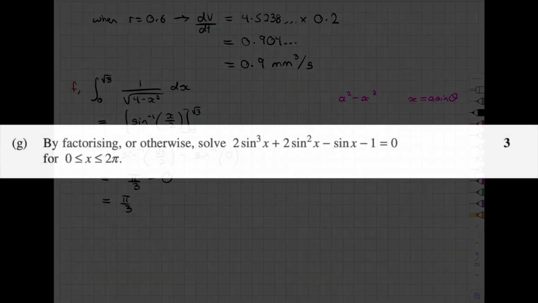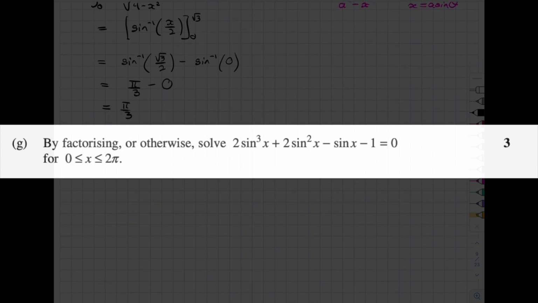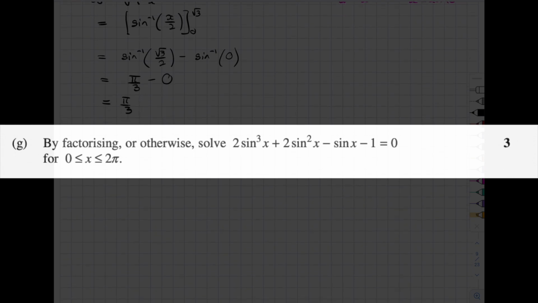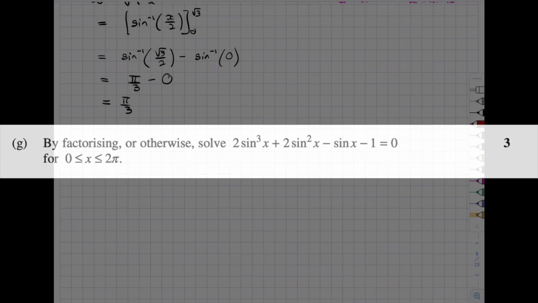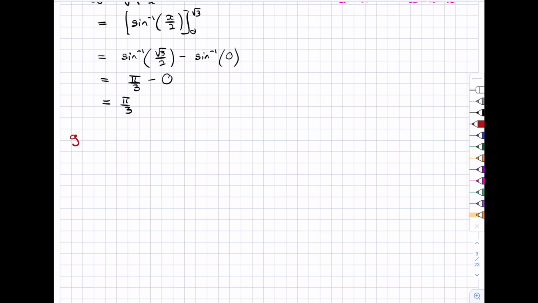Now part G is saying by factorizing or otherwise, solve 2 sine cubed x plus 2 sine squared x minus sine x minus 1 equal to 0 for the interval x between 0 and 2 pi. Okay, let's write it down. So we have 2 sine cubed x plus 2 sine squared x minus sine x minus 1 equal to 0.